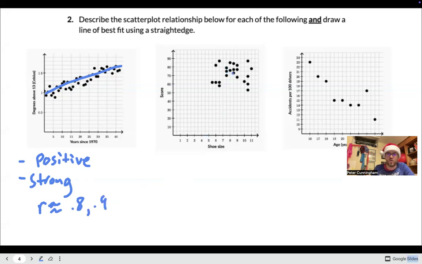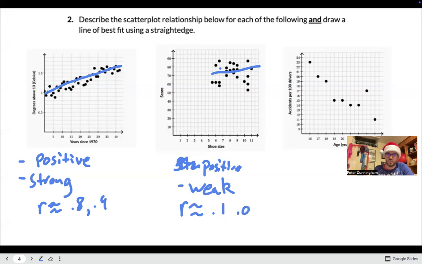Here, I don't even know which direction I would draw a line of best fit. I mean, maybe like this for positive. You could even argue that it's negative, but I'll just go with positive here. If you did negative, probably that works too. I wrote that it's positive. This line isn't really predicting what's happening. The dots are everywhere. So this is a weak relationship. This would have an R value really close to zero, something like 0.1, 0.05, 0.2, something like that.